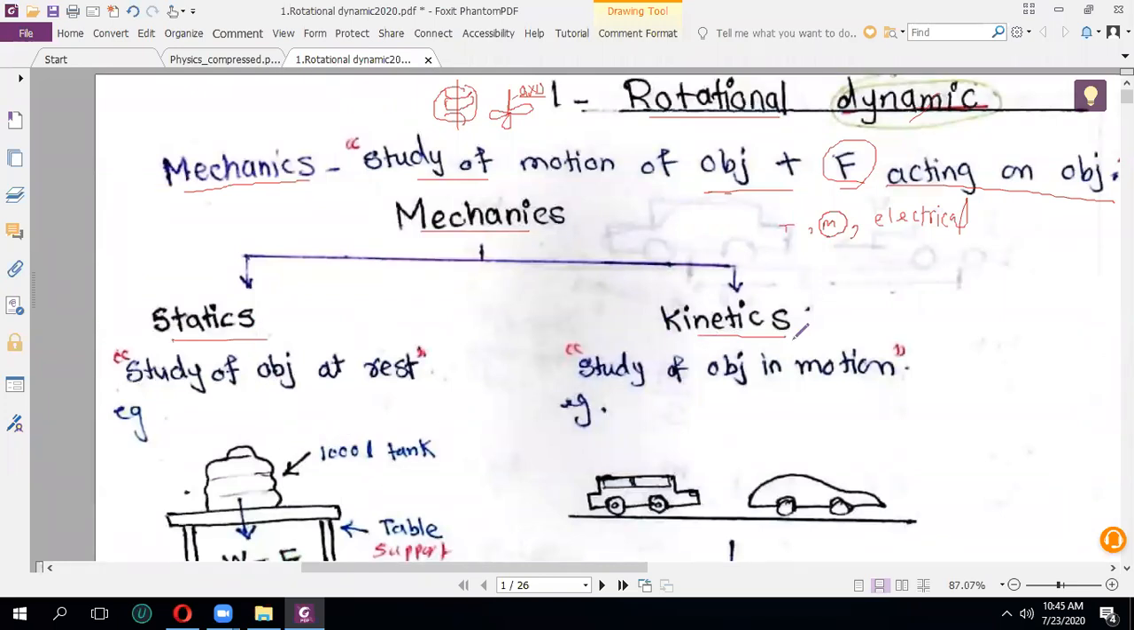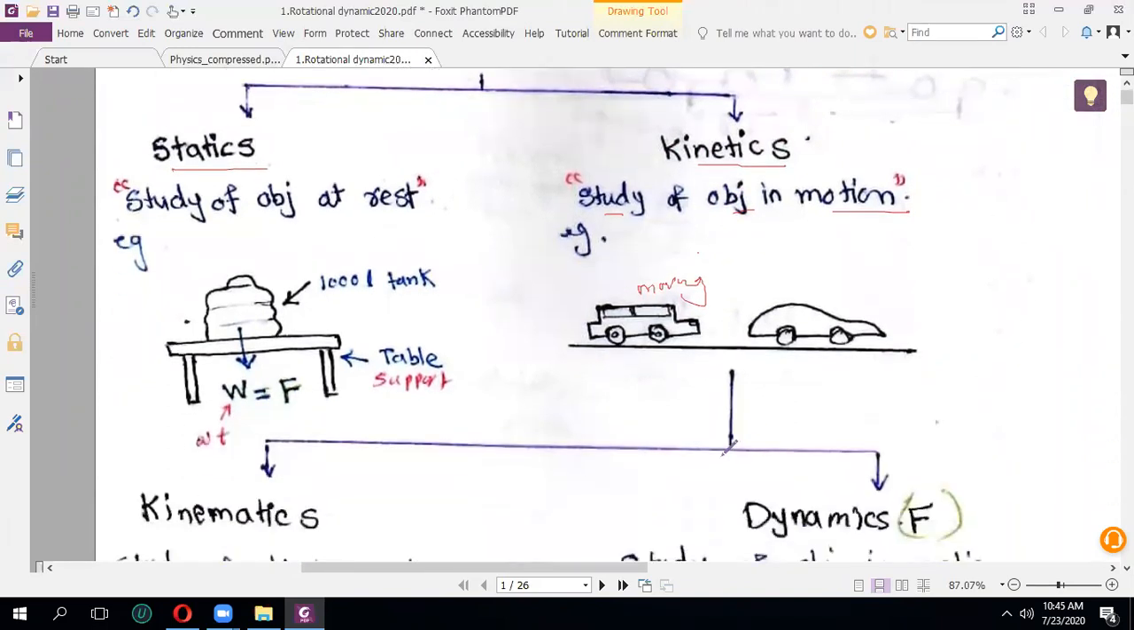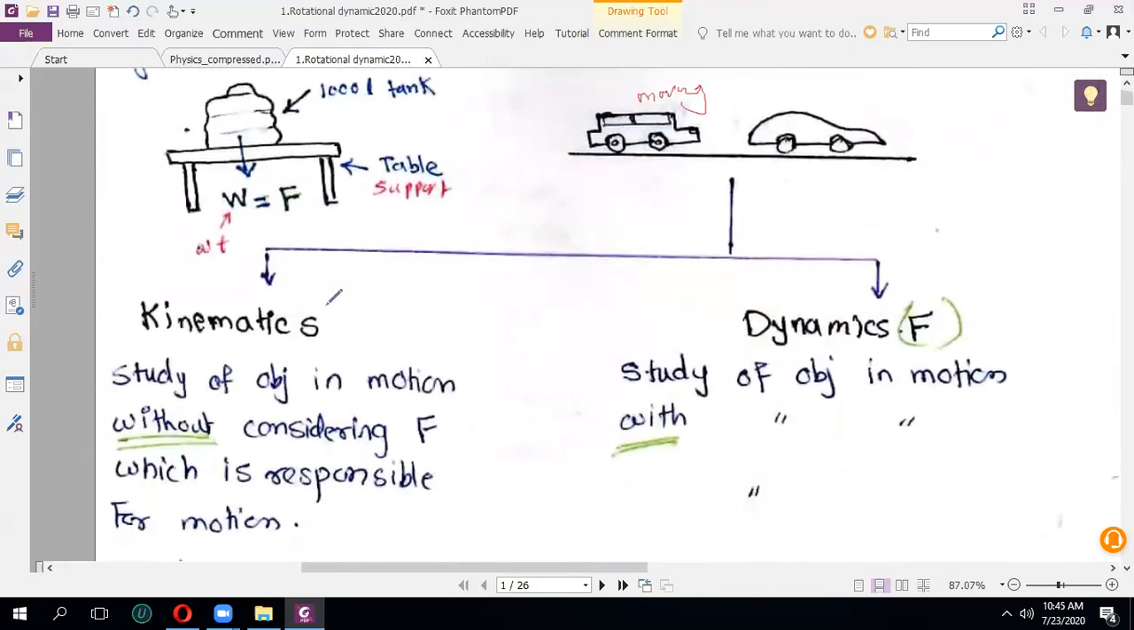The second part is called kinetics. What do you mean by kinetics? The study of objects in motion. If anything is moved, it is called kinetic. For example, a car is moving. That means the car is in motion, so we can say this is kinetic motion. Now kinetic motion is further divided into two parts: one is called kinematics and the second is called dynamics.